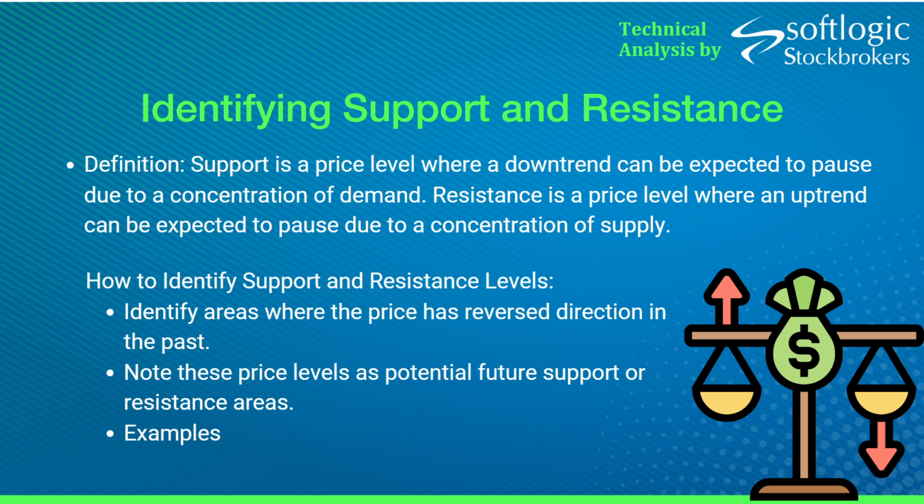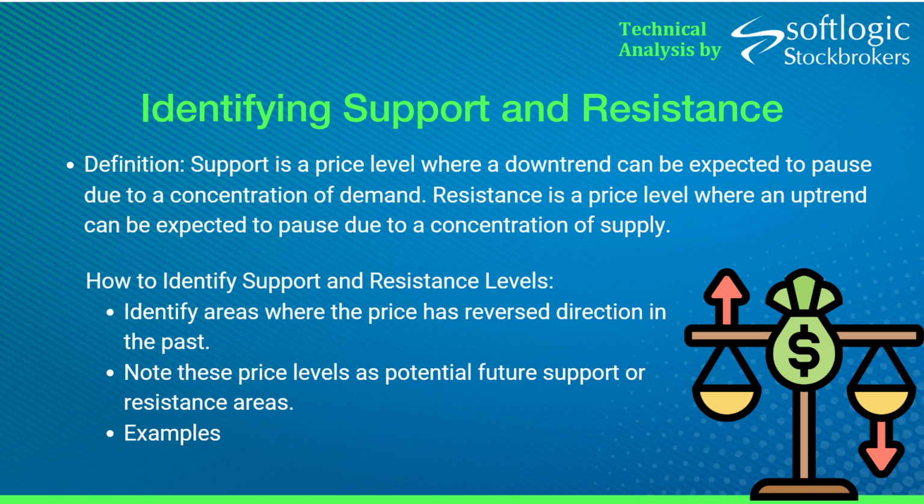And as I mentioned in the presentation here, a normal way to identify support and resistance levels would be to identify areas where price has reversed direction in the past. In technical analysis, we want to make sure that we look at past price data to forecast future price action. So if in the past a certain counter has reversed from an uptrend or a downtrend at a certain level, that is your first insight that that level can be a support or resistance level.